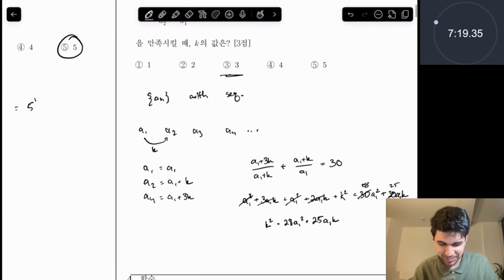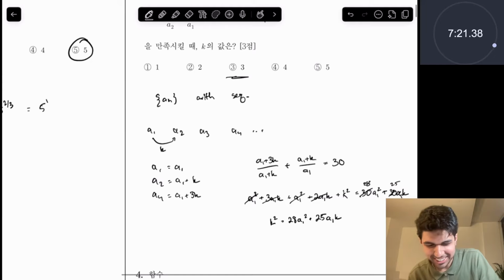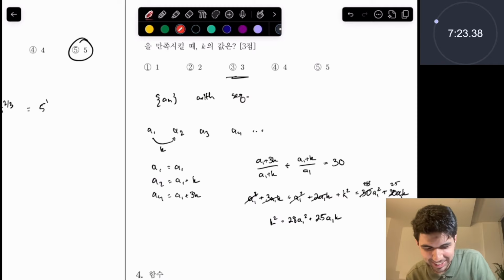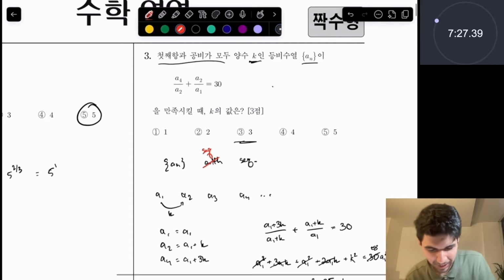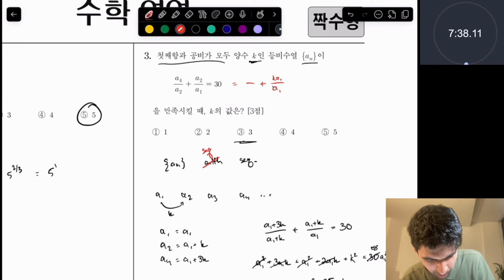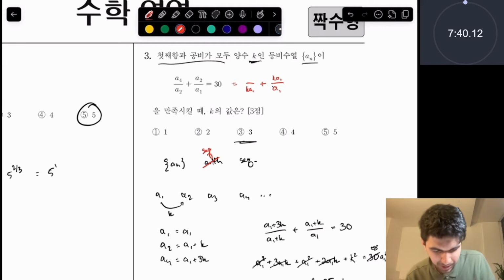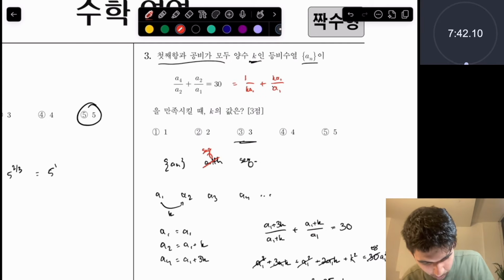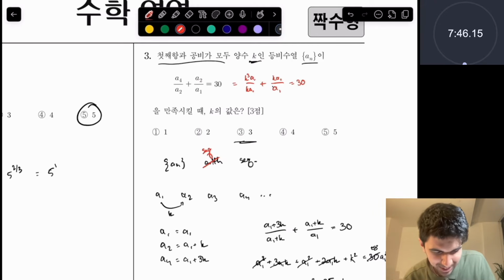Okay, I think I was being silly. I don't think it's an arithmetic sequence. I think it's a geometric sequence. And that would make this problem so much easier, because then this is going to be equal to these two fractions. We'll leave a1 in the denominator, a2 will be k times a1, which appears both there, and then a4 will be k cubed a1, and this equals 30.